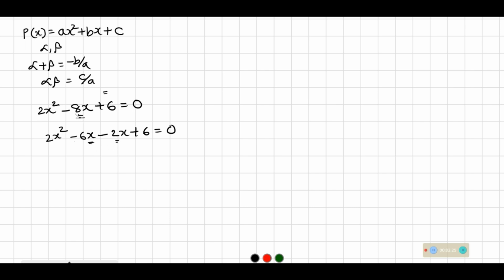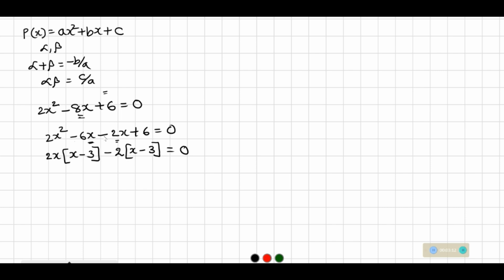So if you sum these two, we get minus 2x, so there is no change in the equation. From these two terms, you can take some number as a common. From this, you can take 2x as the common, so what you get here is x minus 3. 2 threes are 6. Similarly, if you take common minus 2 here, then you get x minus 3 is equal to 0.